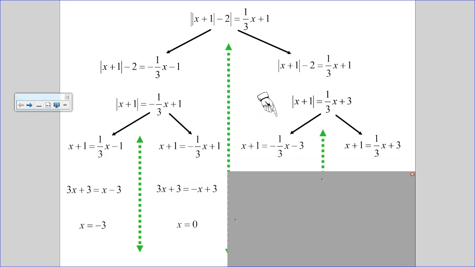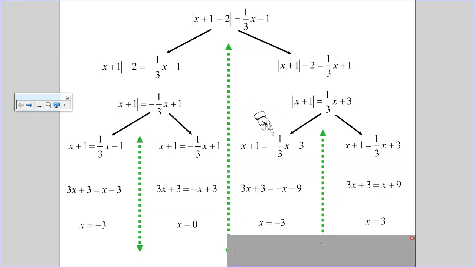Now we're down to no different than Algebra 1. So when I solve both of these equations, I get -3 and +3. Now this -3 here, the one here and the one here, that's a repeated solution. We'll see why that is in just a second. But when we plug all of these in, they work. So the solutions to this equation are -3, 0, and +3.